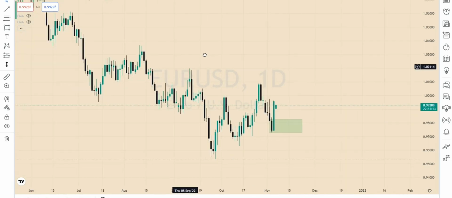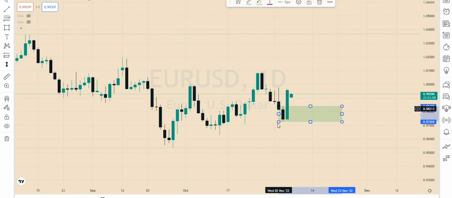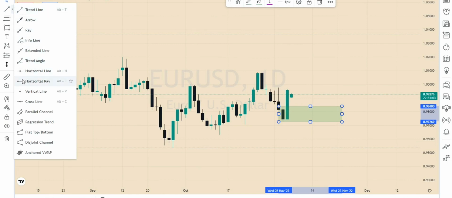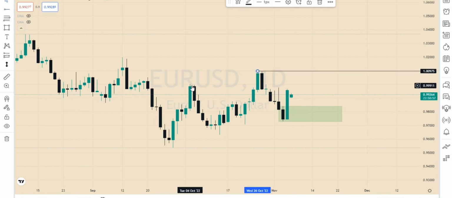Let me make it bolder for you to see. It created this order block here, and also the market broke this area here. You can see this area here, the market broke it and created this high. So from here, what you expect is that the market would trade back to at least this level, this high here, before even maybe continuing the downtrend.